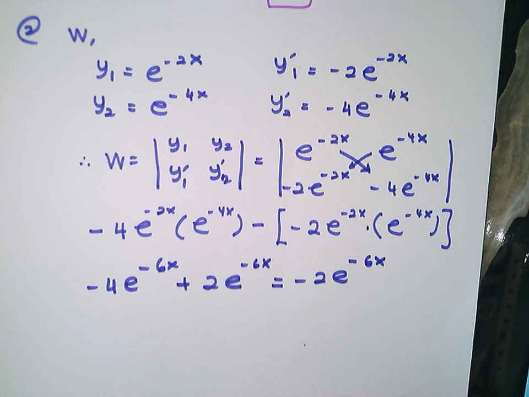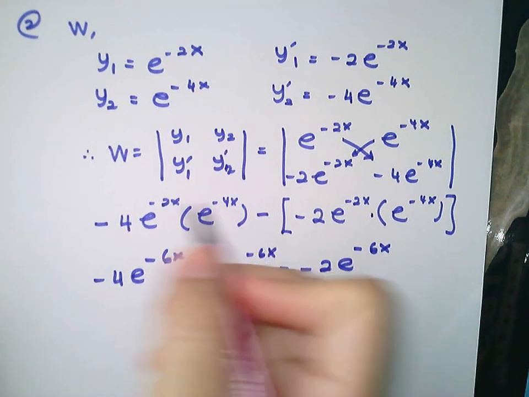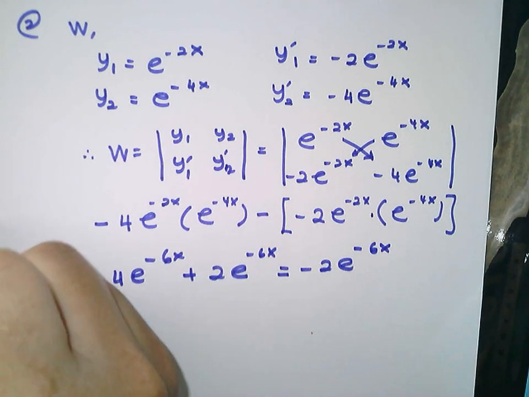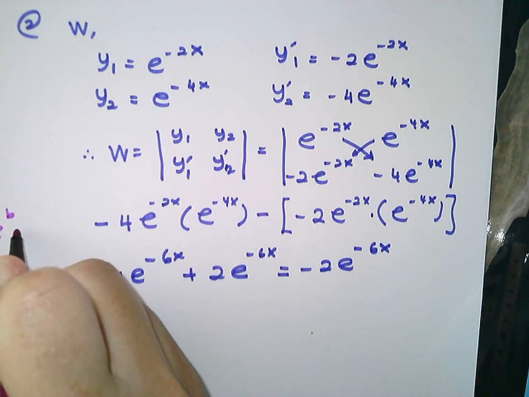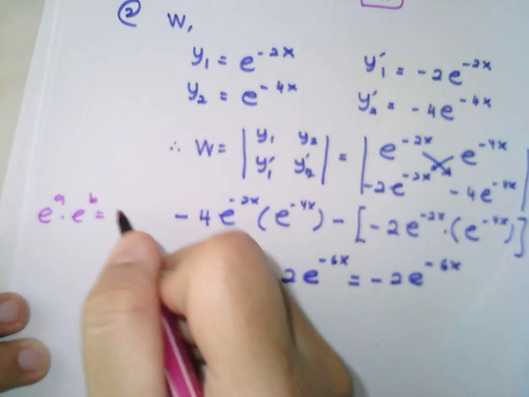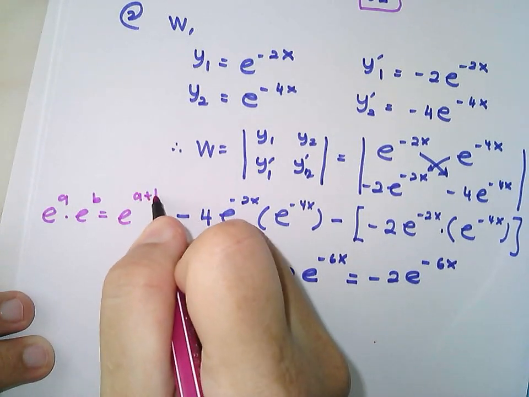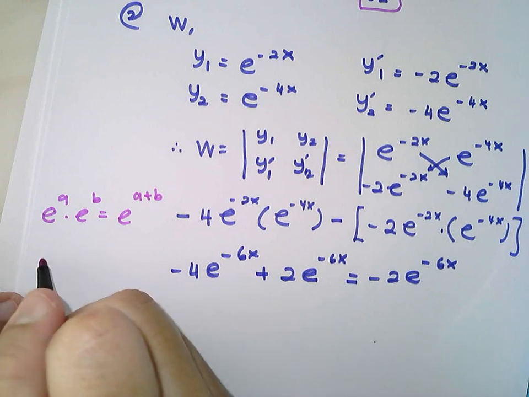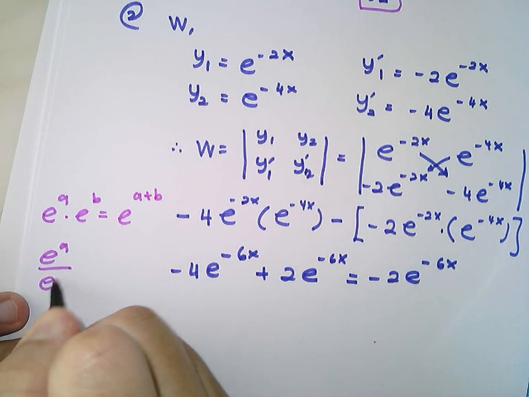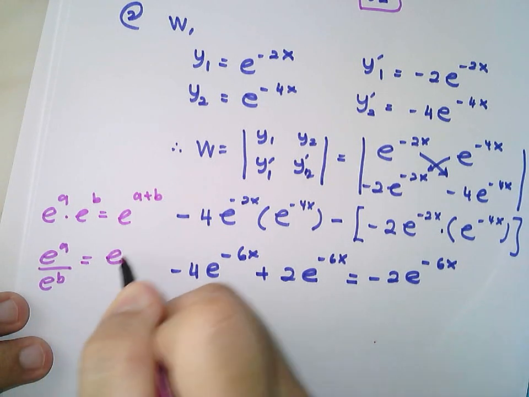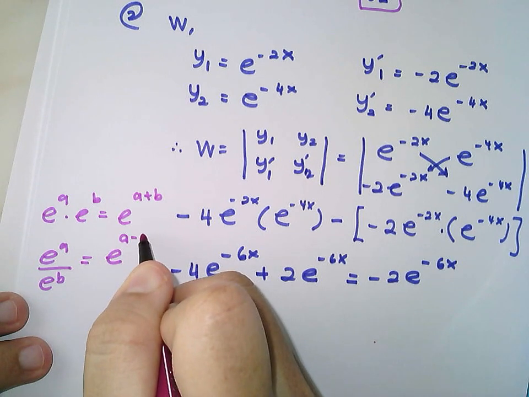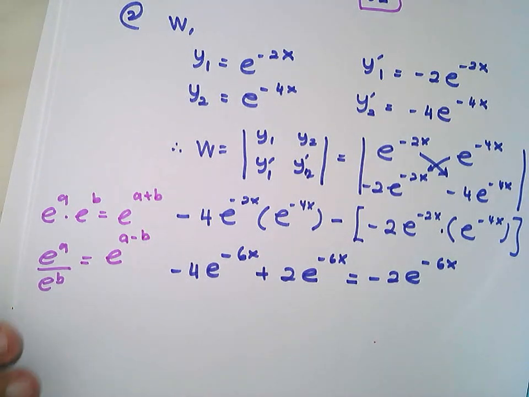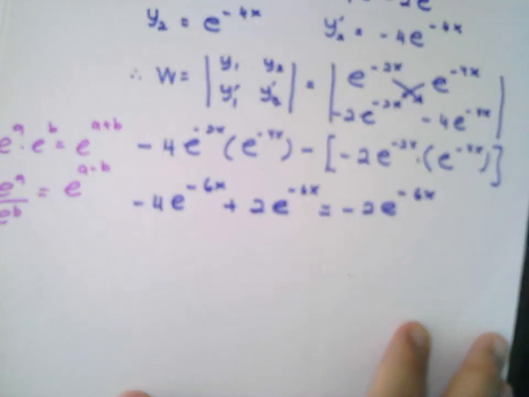You get it? So let's revise this one. If you have e^a times e^b, this is equal to e^(a+b). If you have e^a over e^b, this is equal to e^(a-b). Okay. So this is your W.